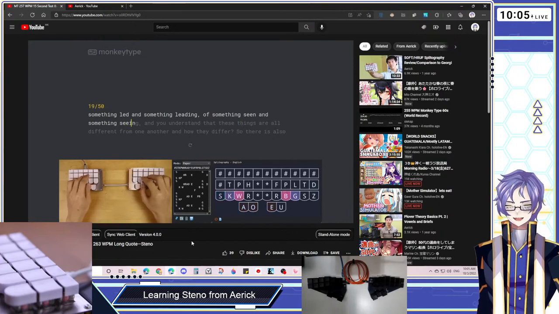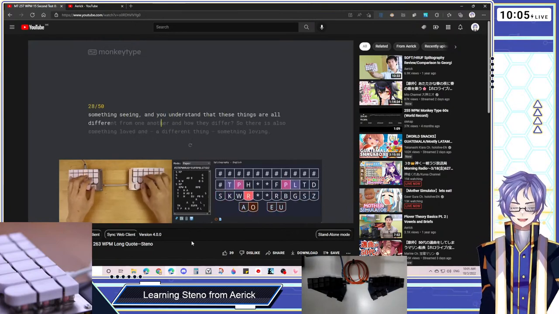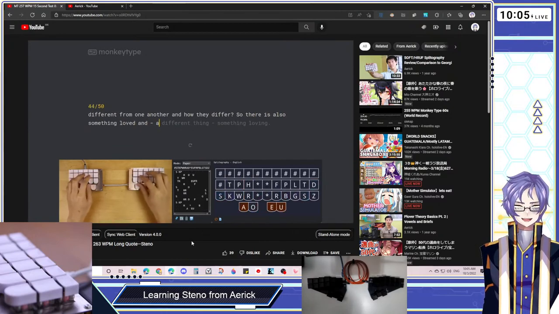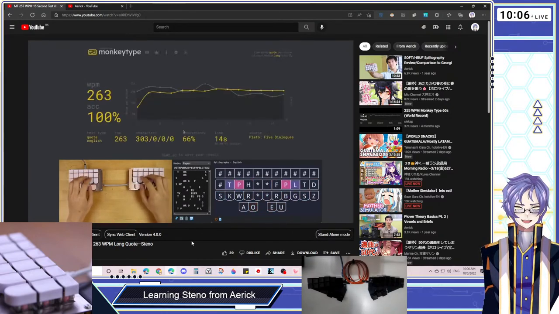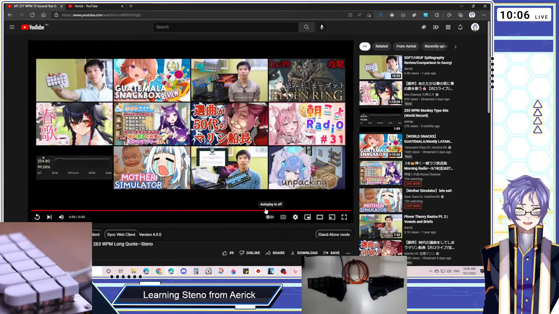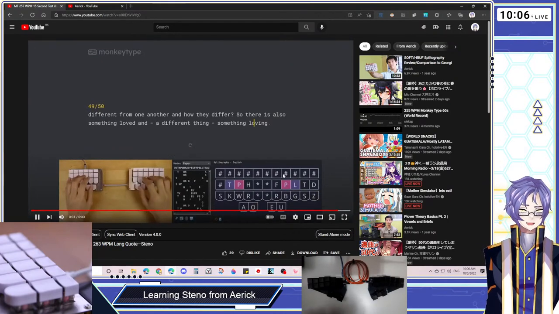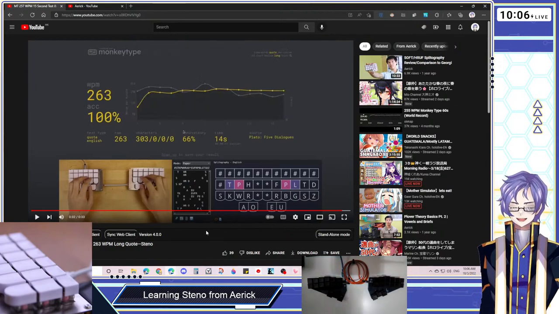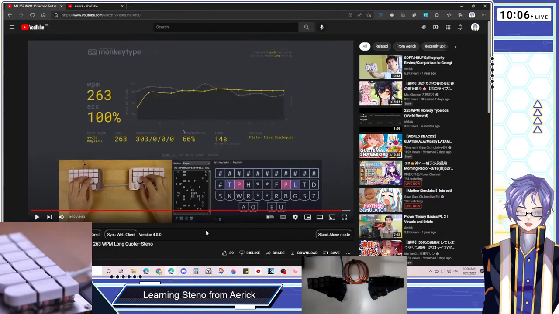The cursor is not even keeping up with you. So there you go. That was 263 words per minute. Yeah. 100% accuracy. Yeah, a lot of really easy briefs in there.